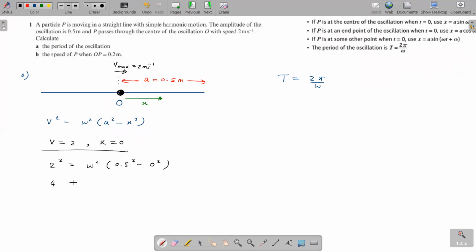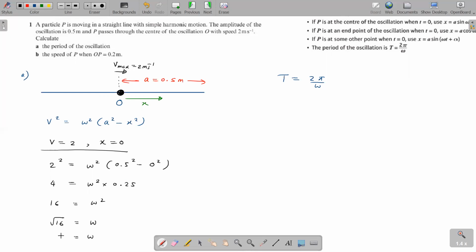So 2 square is 4. Omega square into 0.5 square is 0.25, right? Can I know the value of omega square? 4 over 0.25 is 16, right? Which means omega is root of 16, which is 4.